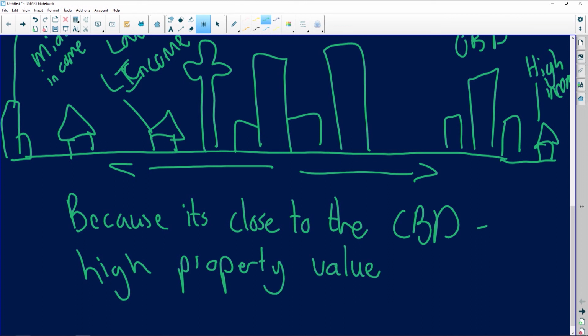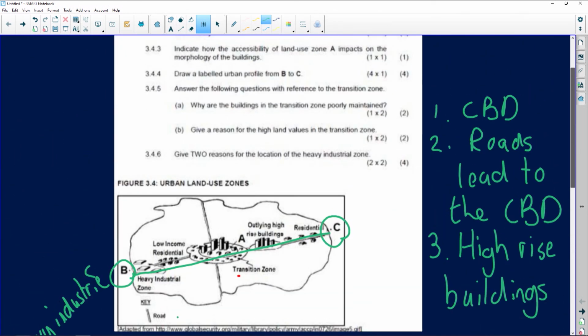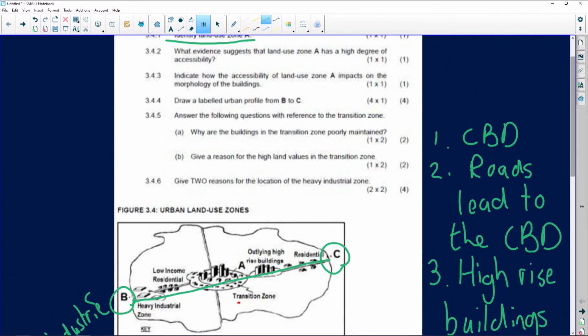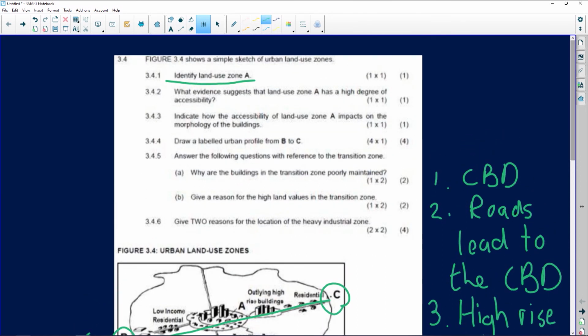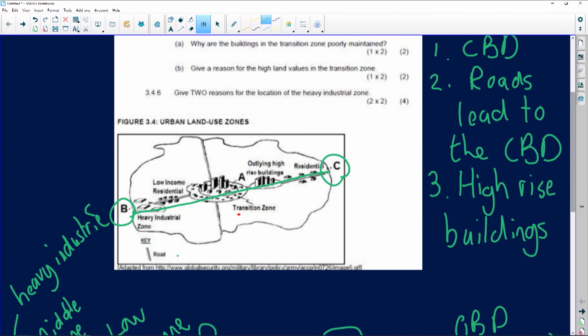Okay, let's continue to our next question. Give 2 reasons for the location of the heavy industrial zone. Once again, grade 12s, before we even looked at the questions, we looked at our diagram, and we discussed the heavy industrial zones. Where do we find them? On the outskirts. Simple reason, they need to be connected to important routes to transport these goods, or maybe because of the amount of pollution that they create, noise and air pollution.